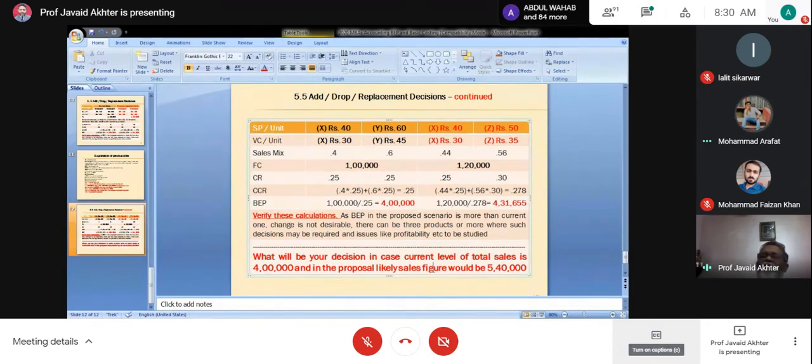Okay. Any other limitation? Next limitation. Also the fixed cost will not remain constant in the longer run. For example, if we increase the production, we may add machinery. So in that case, sir, the fixed cost will increase. Fixed cost will increase. Yes, sir. Okay. Any other limitation?